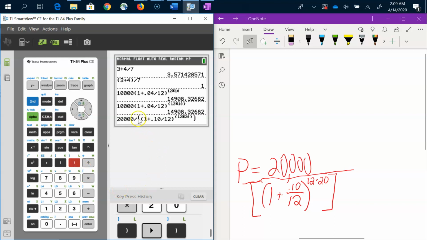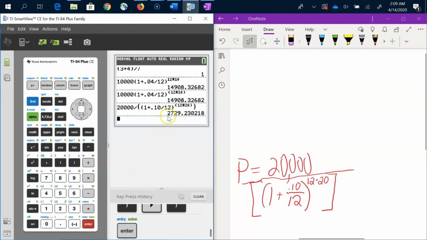and the calculator, at least this one, makes it a little bit larger. And now if we hit enter, this is how much I had to put in now to get $20,000 in 20 years, and I had to put aside $2,729.23. To be safe, you'd make it 24 cents because I've got this extra piece there, and that would guarantee you that you'd have $20,000 at the end of 20 years.